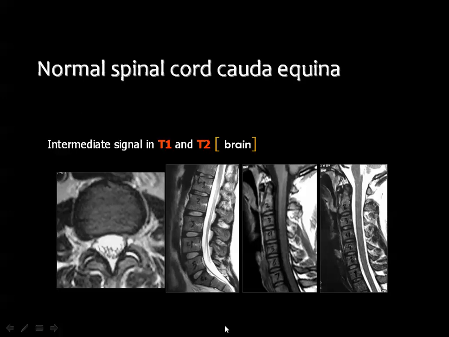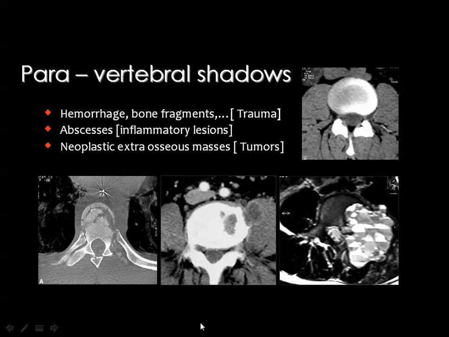Finally, you should evaluate the spinal cord, and the cord is usually of intermediate signal in the T1 and intermediate signal in the T2 weighted image, just similar to the brain parenchyma. Any abnormalities of the cord should be evaluated in the T2 weighted image, and you should also look at the cauda equina nerve roots, better in the axial image than in the sagittal images. Finally, you should look for any abnormality in the paravertebral shadows.